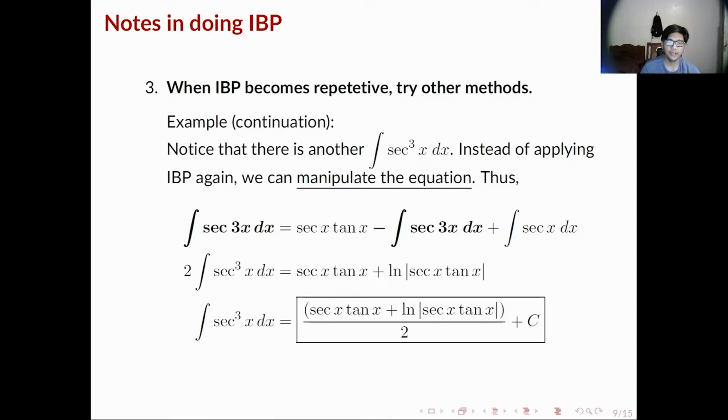So from the equation, integral of secant cube x dx equals secant x tangent x minus integral of secant cube x dx plus the integral of secant x dx, we have 2 times the integral of secant cube x dx equal to secant x tangent x plus ln of the absolute value of secant x plus tangent x. Simplifying the left hand side, we get that the integral of secant cube x dx is equal to secant x tangent x plus ln of the absolute value of secant x plus tangent x, all over 2, plus c.